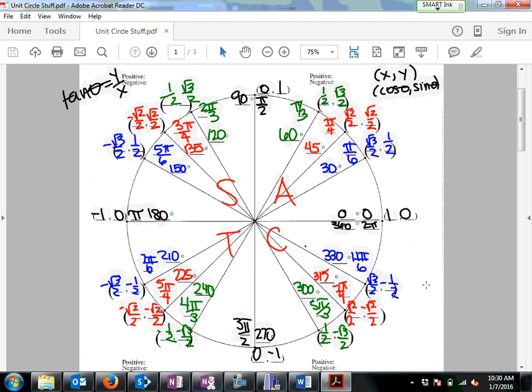Now, let's talk about how we would work with the other functions. We've talked about sine, cosine, tangent. What if I asked you for the cosecant of 5 pi over 6? The cosecant is the reciprocal of sine. Well, the sine at 5 pi over 6 is 1/2, so our reciprocal is 2 over 1.